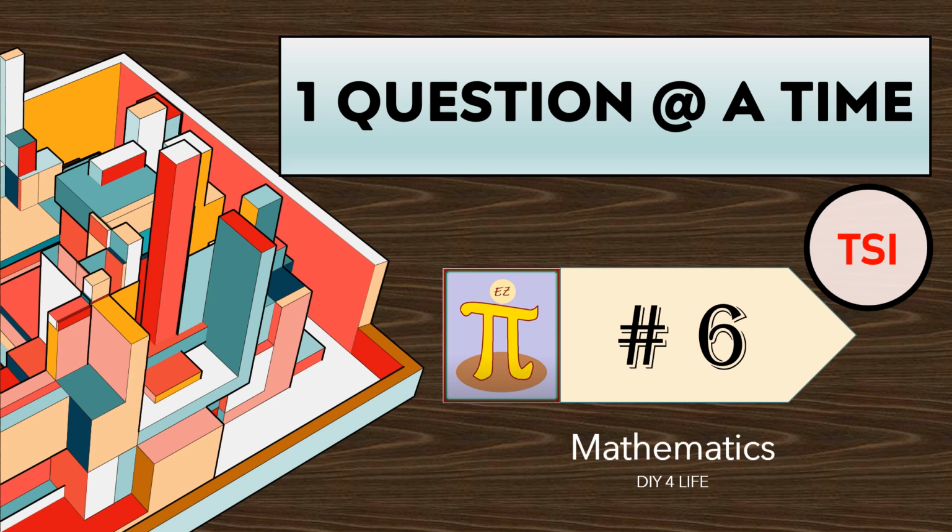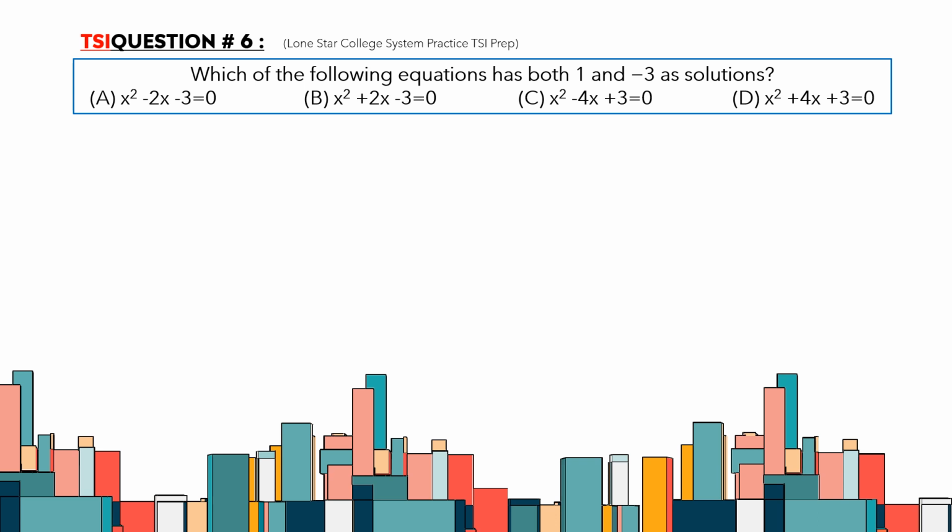Question number 6. Which of the following equations has both 1 and -3 as solutions?